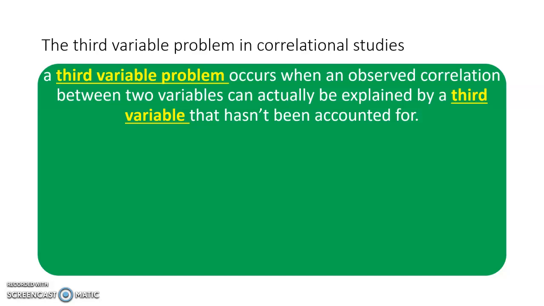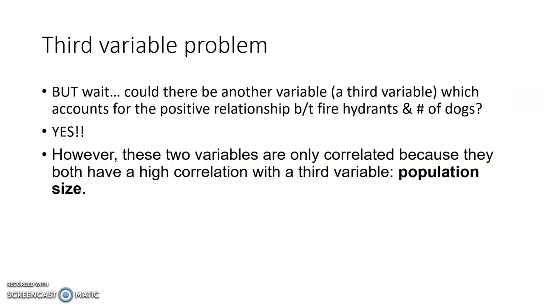But maybe there's another variable that hasn't been accounted for that explains that correlation, because it is in fact correlated to both of those variables. So in this one, it would be population size. So population size is our third variable, right? So I just want you to think about this one, right? This one's kind of common sense.